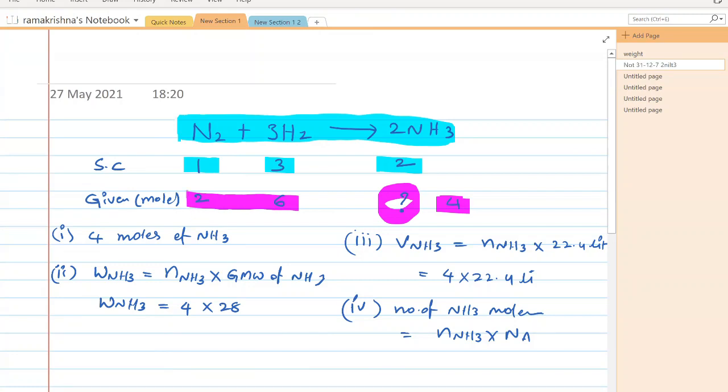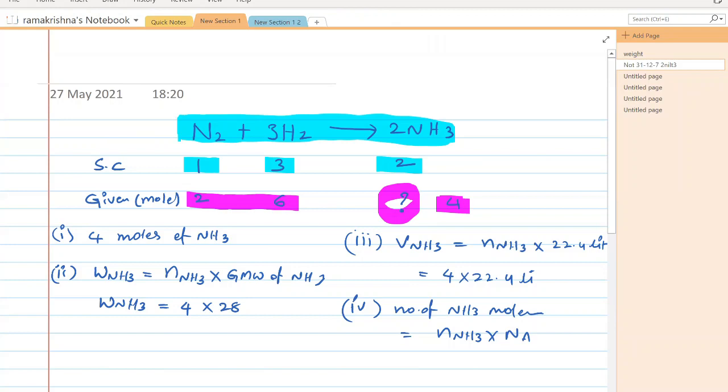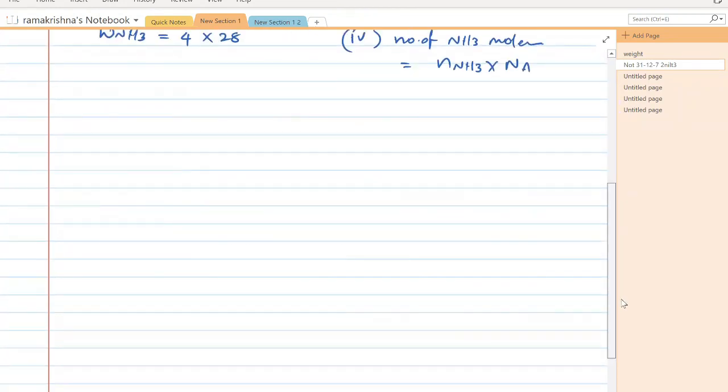If the data is given in terms of weight, what we should do? Weight can be converted into moles by using the formula weight by molecular weight or not. We have to use that formula. Understood? So this is the first question. Now second question, where we need to discuss about limiting reagent. What is limiting reagent and how we can determine the limiting reagent? All these things we can discuss, which is very important concept, limiting reagent also. Right? Limiting reagent.